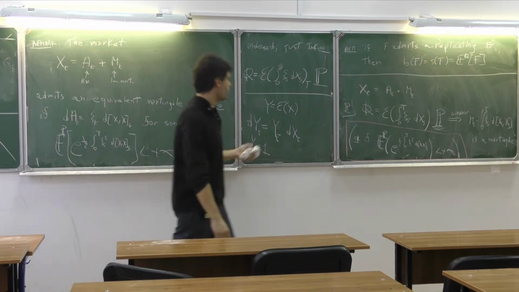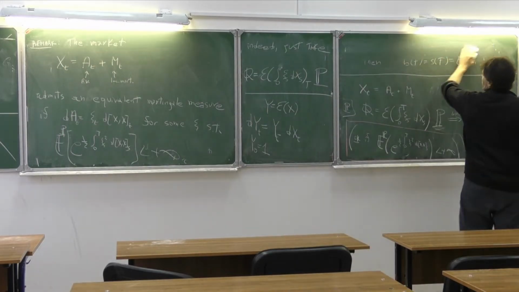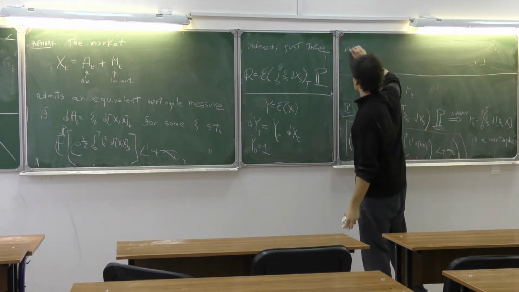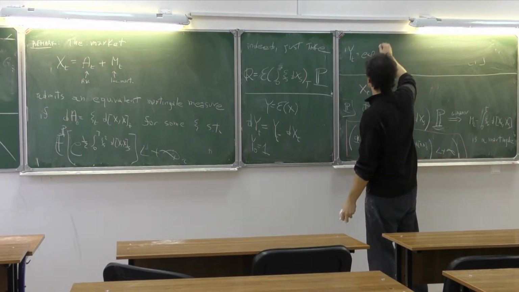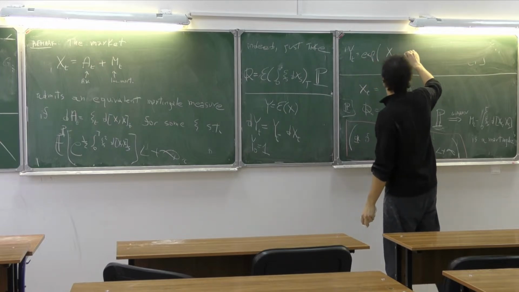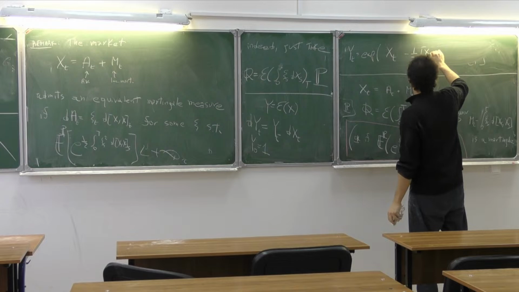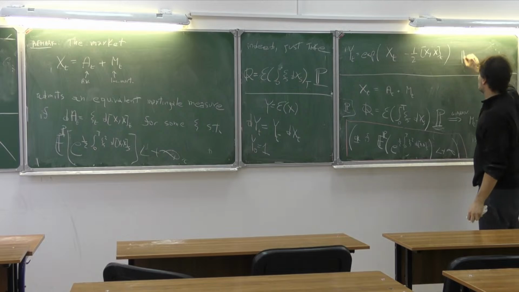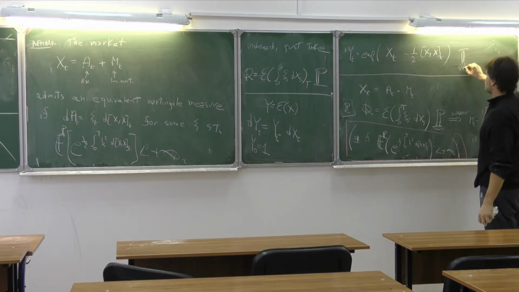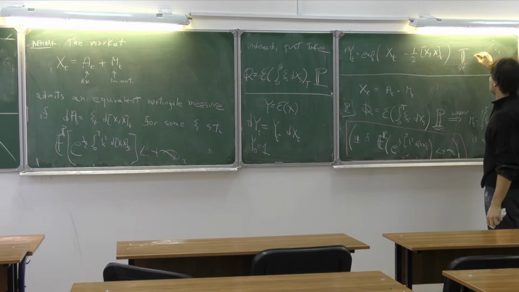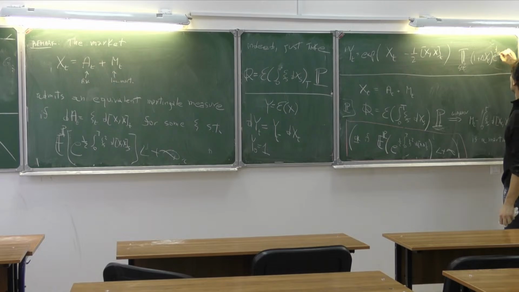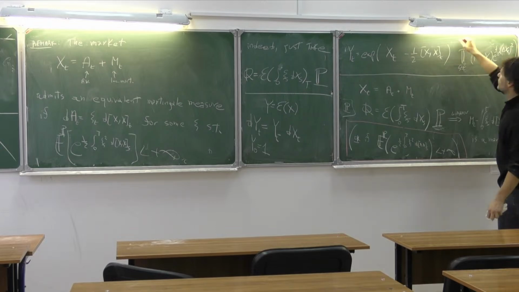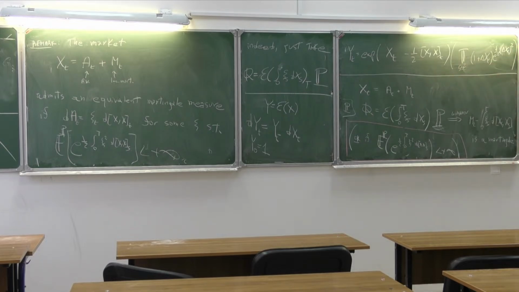We check that this problem has a unique solution, and this solution arises as y_t equal to the exponential of x_t minus 1/2 of the quadratic variation of x at t if it's continuous, and more in general, a product over s less than or equal to t of 1 plus delta x_s times e to the minus delta x_s. Okay, this is just an explicit expression.